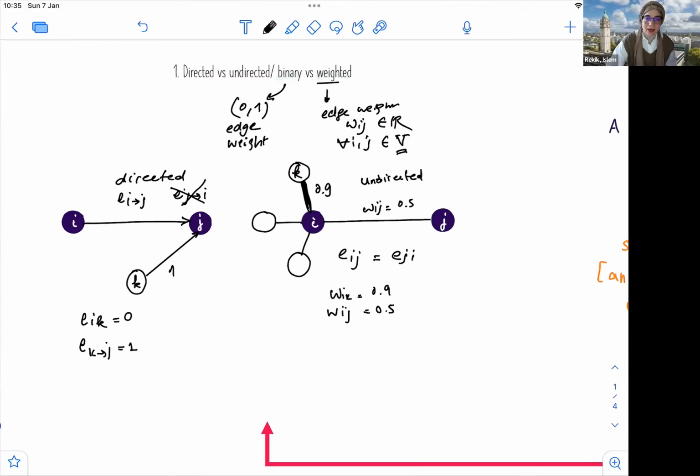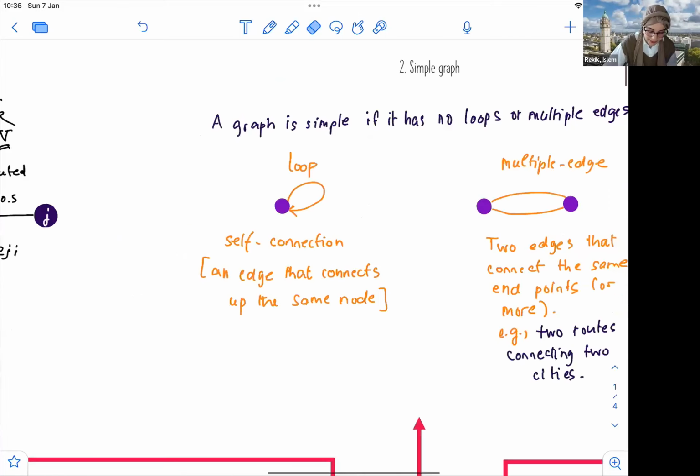It can take any real number. It can have any real number assigned to its connectivity strength, connecting pairs of nodes, okay? Cool. Now we move to the second type of graph.